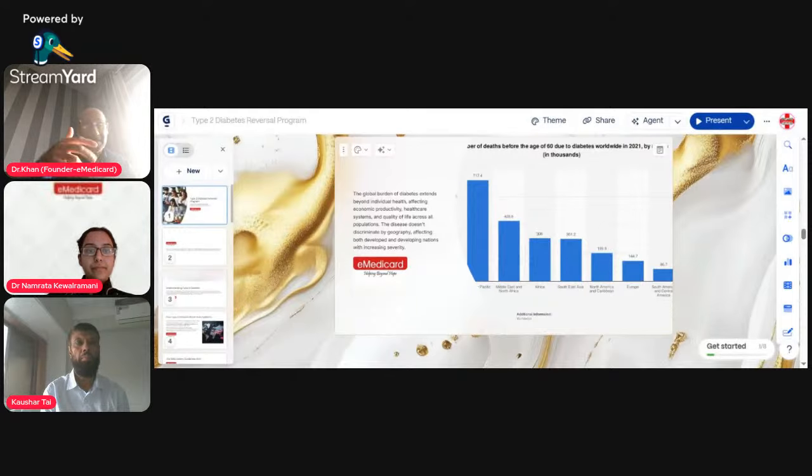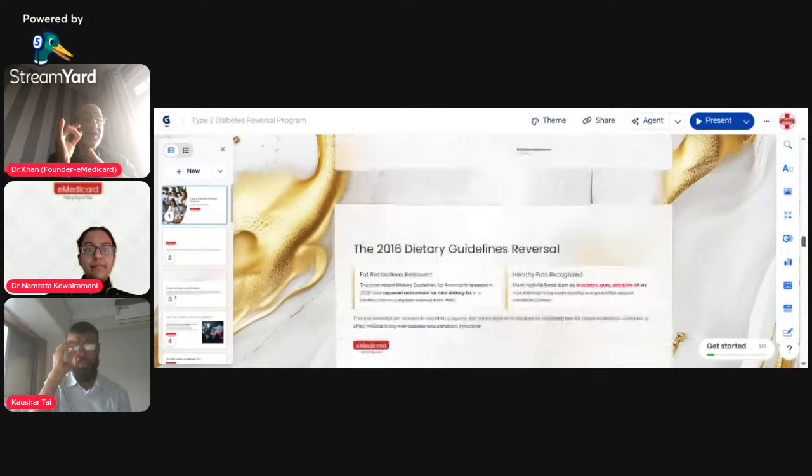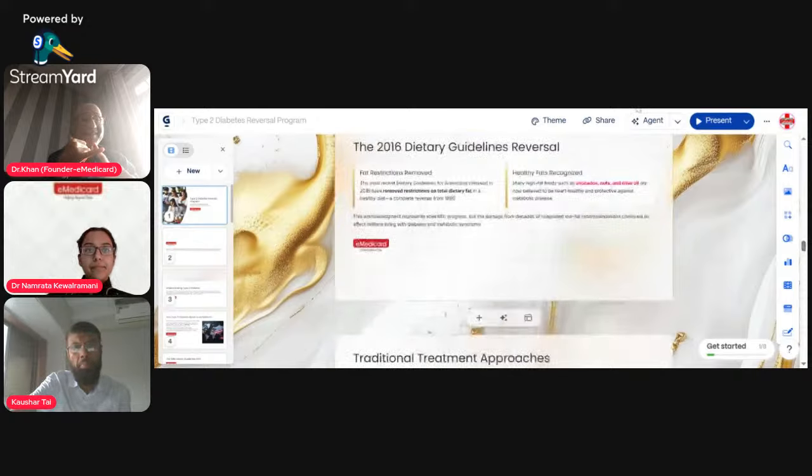Next slide, please. If you see that slide, healthy fats were recognized. Before, they said the yolk of the egg is a villain. They said avocado is a villain. They said nuts and olive oil, they're all villains. But now, after the 2016 dietary guidelines, they've reversed this whole thing. And they say you can have these things, and have given a green signal to these kinds of foods.